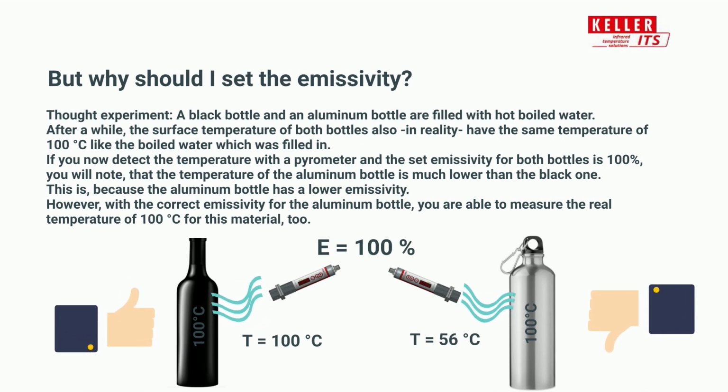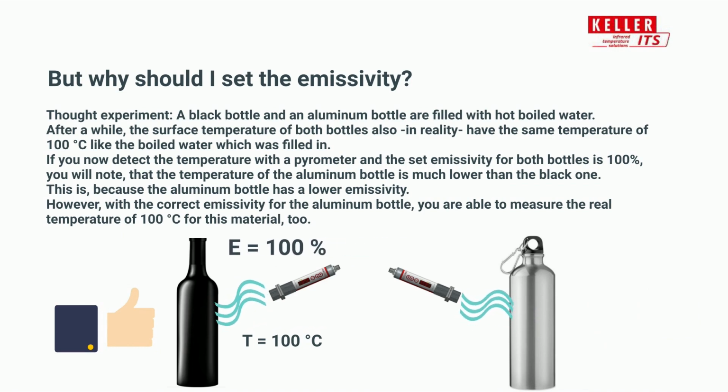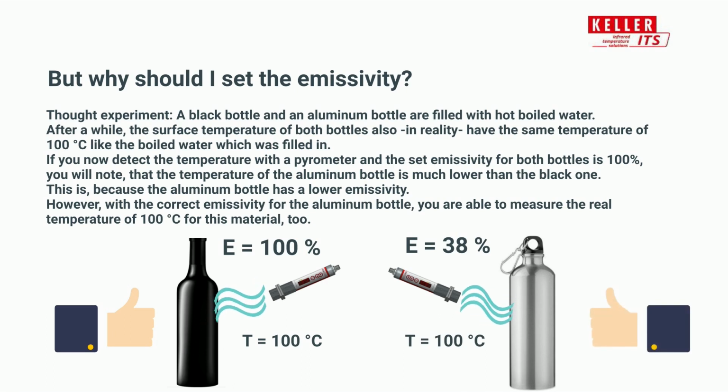This is because the aluminium bottle has a lower emissivity. However, with a correct emissivity for the aluminium bottle, you are able to measure the real temperature of 100 degrees for this material too. This sounds easy, doesn't it? But let's define what emissivity is.